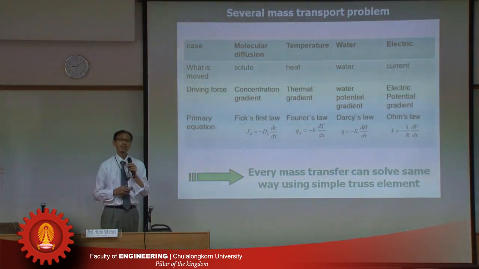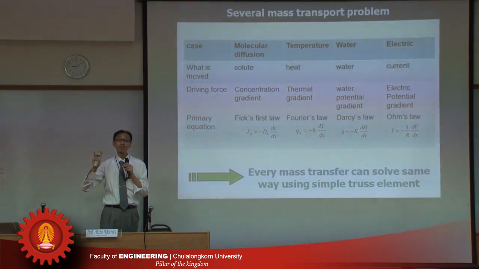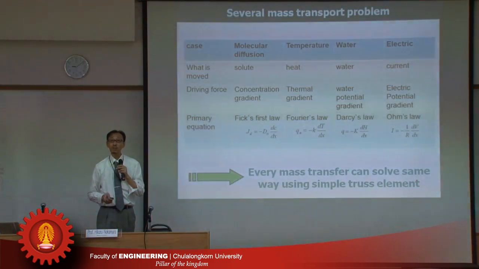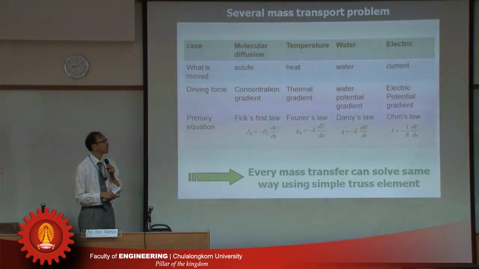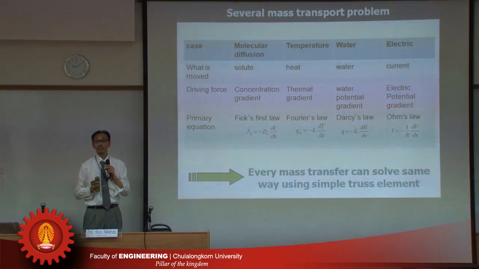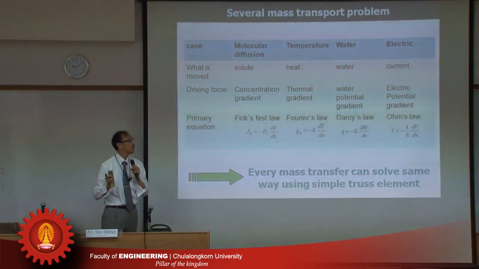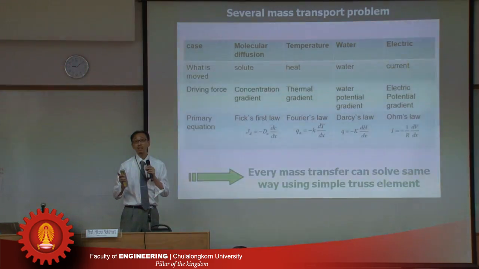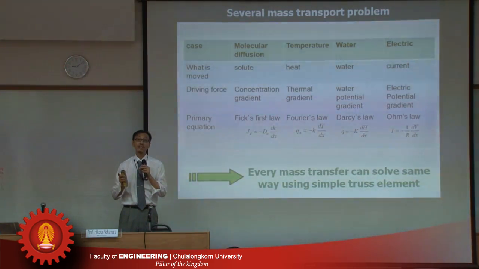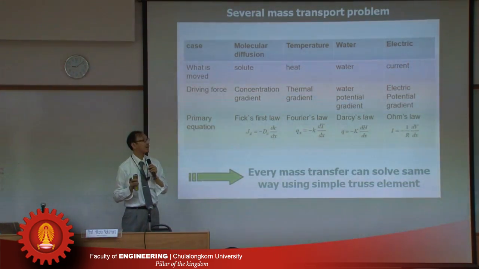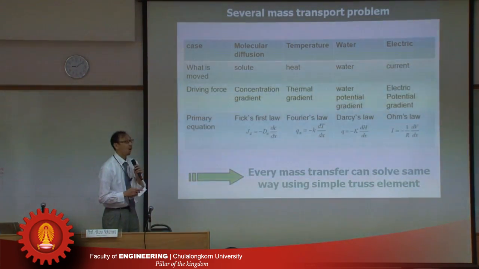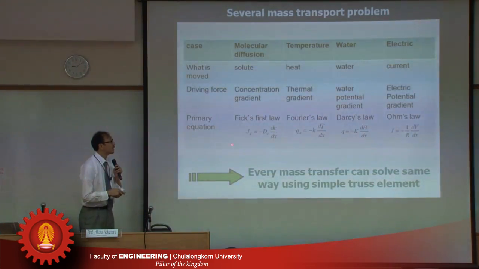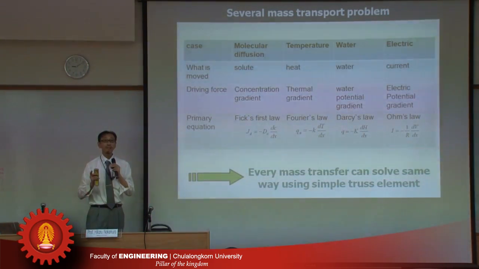And water movement is very important to drying shrinkage, so Darcy's law is applied. And electric problems. What is the electric problem in civil engineering? Corrosion is an electric problem, a chemical-electric problem, and electric problems are solved by Ohm's law. These equations are the same, only the name is different.